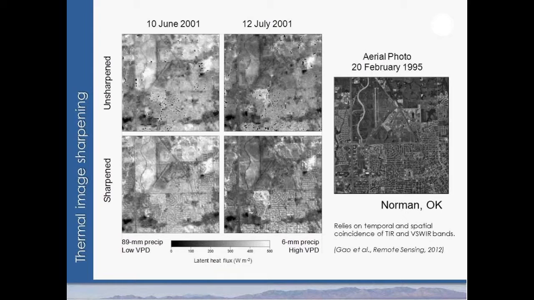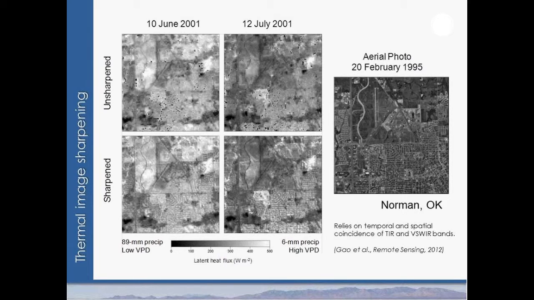This is an example of the thermal image sharpening and the impact on the ET retrievals. The upper maps, I believe those are Landsat 7 ET maps. The lower two maps are using sharpened thermal imagery at 30 meters resolution. This is over Norman, Oklahoma. You can see the kind of interpretive detail that you can recover with this sharpening algorithm. You can see the vegetation in the residential areas between the streets. You can even see the fairways in the golf course sticking out there, really heavily irrigated fairways.